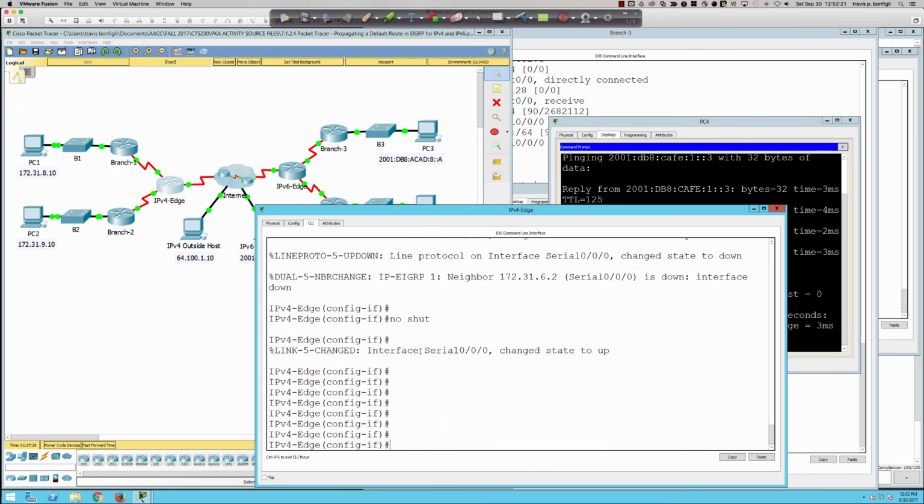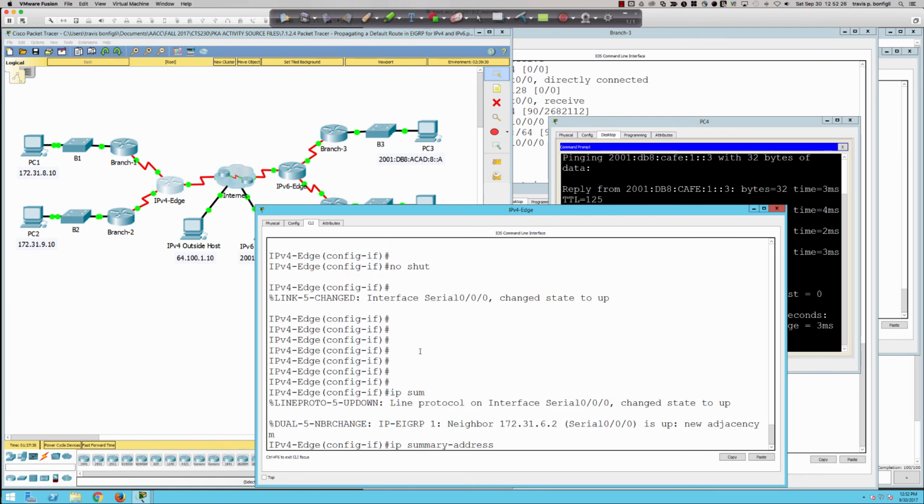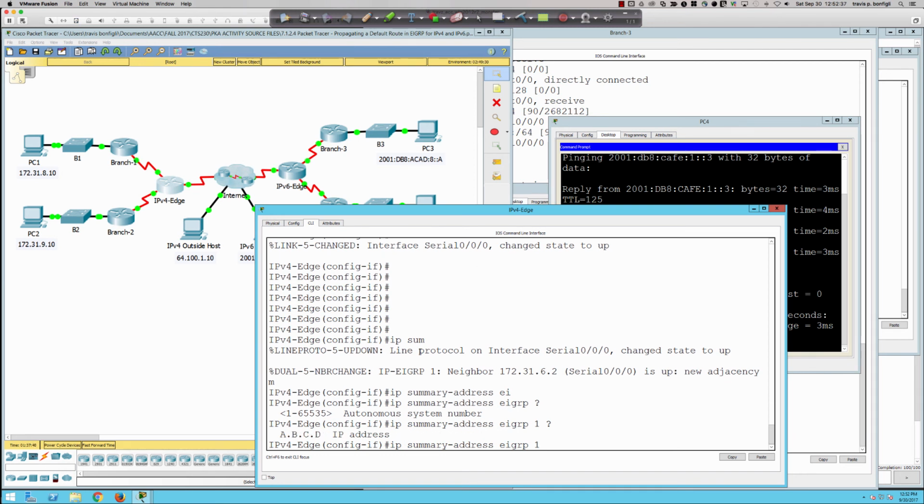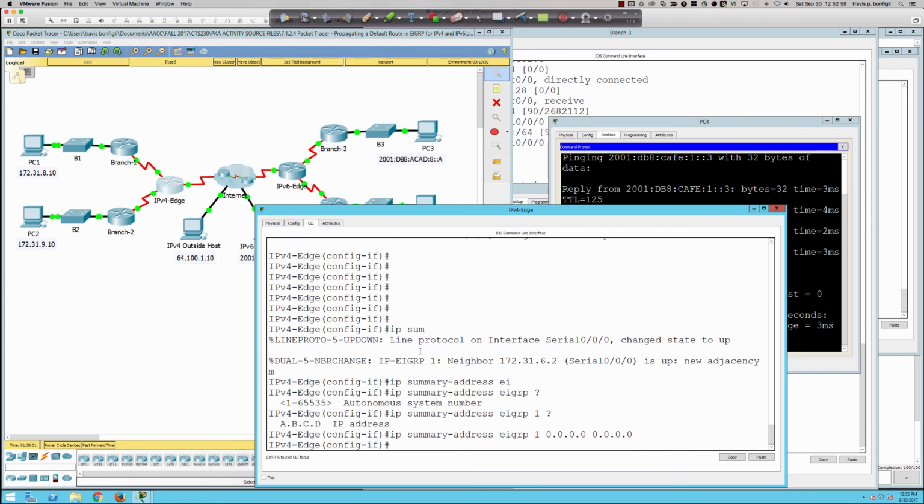So I would go under the interface because remember, this is how we do summarization. I would say IP summary-address EIGRP, and you can see our adjacencies are back up because I bounced it by taking the interface down. What autonomous system number am I participating in? It's 1. And what is the summary address? Well, what if I did that? What would that do? Exactly. That's going to advertise the default as a summary in EIGRP. So I could achieve it by doing that.